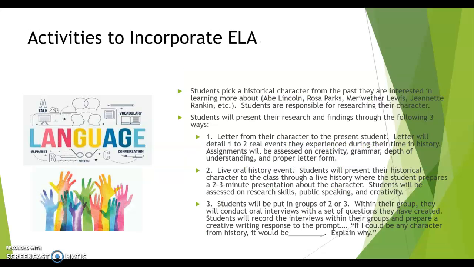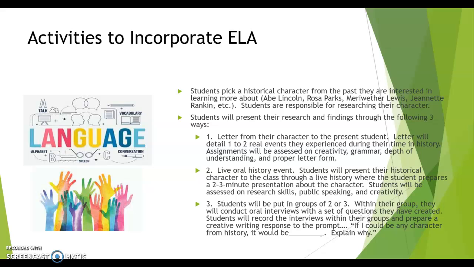Here's just one activity to incorporate English language arts. It allows student choice. I have 3 different things that students can do, all based on the same thing. Students can pick a historical character from the past that they're interested in learning more about, and then they're going to be responsible for researching and creating their findings through the following 3 ways.